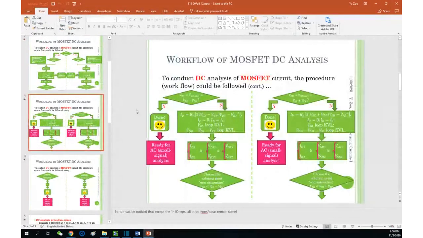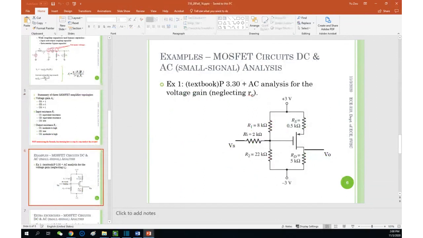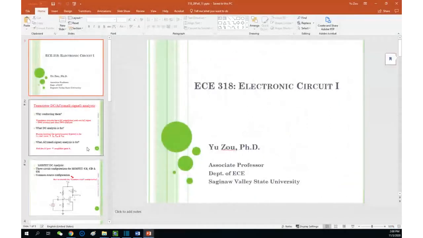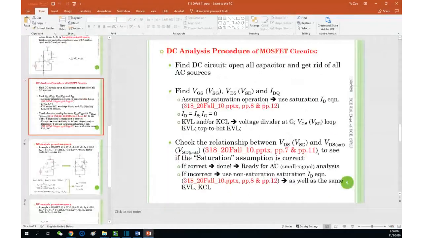Here, this is the DC analysis flow. This is a flow chart. You can see it here. Or if no memory on this, how about that? As I said, one for our handout, right? See here?